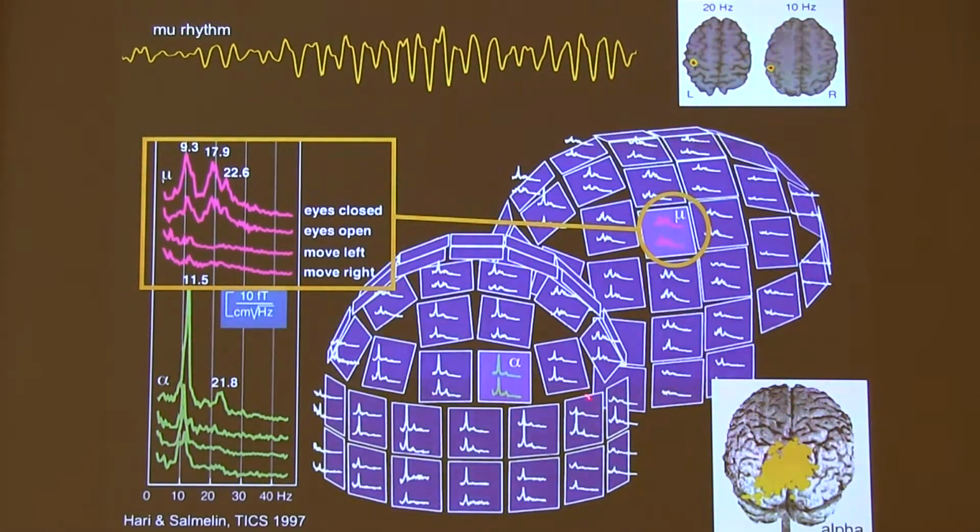So at the back of the head we have this alpha activity with main peak at about 10 to 13 hertz, suppressed by opening of the eyes. And then here we have this mu rhythm, which has peaks at about 10 and very clearly, typically, also around 20 hertz. And this mu rhythm is not affected too much by opening of the eyes, but moving the left hand or moving the right hand abolishes this.